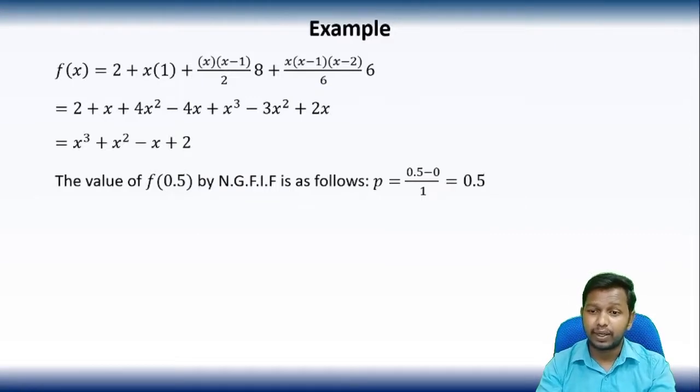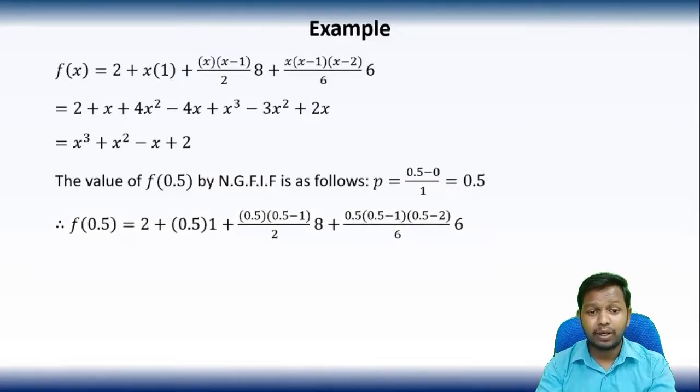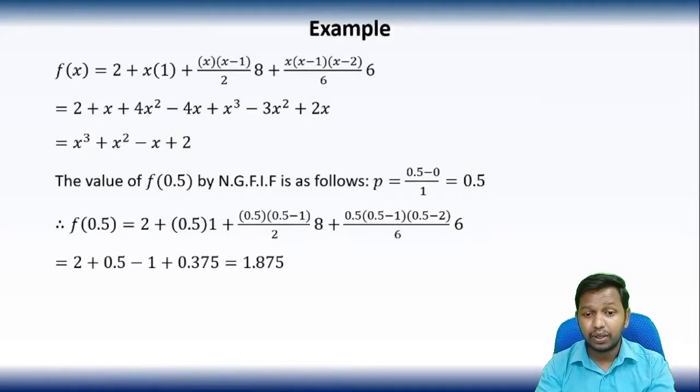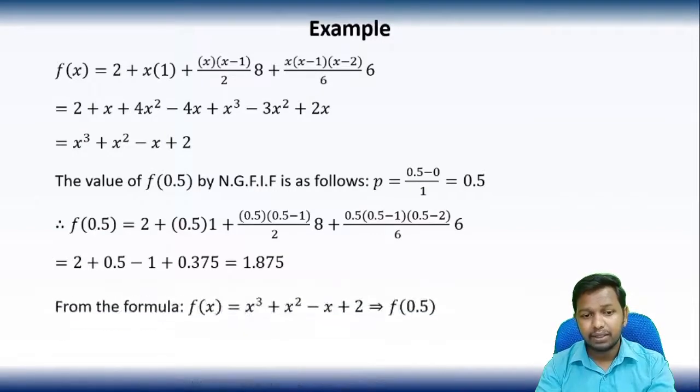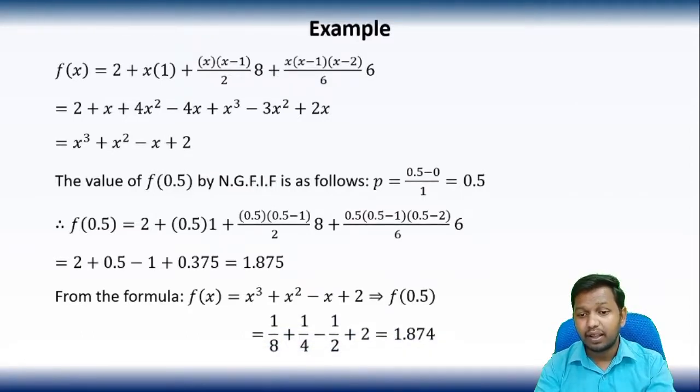minus 0 divided by 1 equals 0.5, which gives us f of 0.5 equals 2 plus 0.5 into 1 plus 0.5 into 0.5 minus 1 divided by 2 into 8 plus 0.5 into 0.5 minus 1 into 0.5 minus 2 divided by 6 into 6. On simplification we get 1.875, but from the formula f of x equals x cube plus x square minus x plus 2 it implies that f of 0.5 is equal to 1.875.